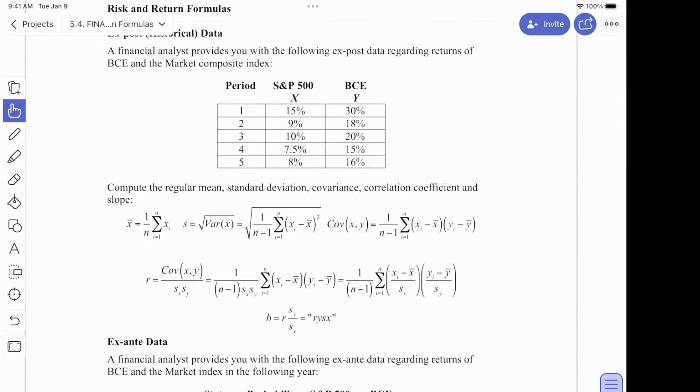Okay. Yeah, I see period, S&P 500X. So the risk and return formulas is the title, right? So how many of you completed the statistics review? You need to have completed the statistics review for this class. No one? The statistics review ends up in this document.